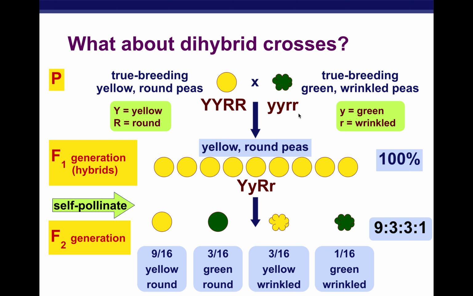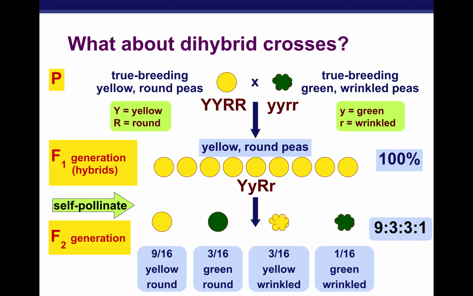The R gene controls the shape, round or wrinkled, and the Y gene, the gene we designated Y, is the gene that's related to color. We're tracking the probability of a certain color and shape being passed on to the child. The cross that you see on the screen right now is actually a classic cross that was looked at by Mendel in his experiment and led him to the conclusions he gained from dihybrid crosses.